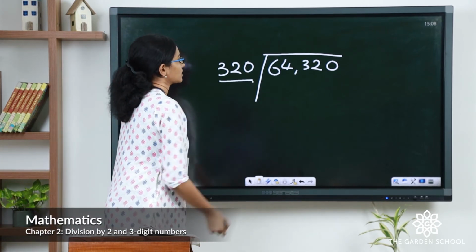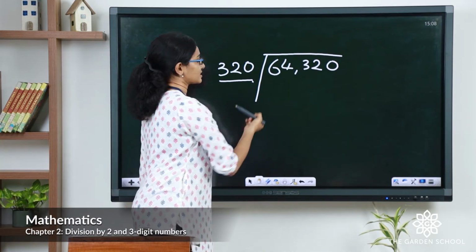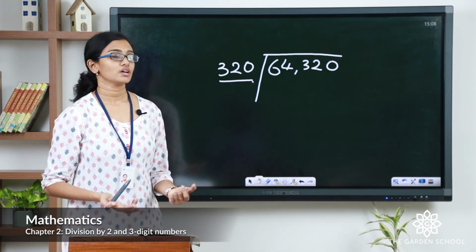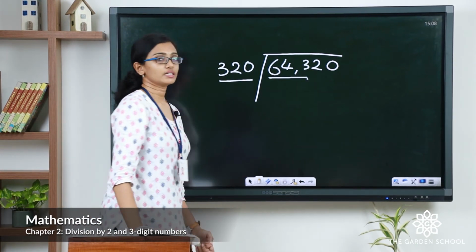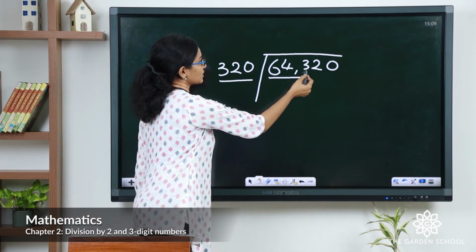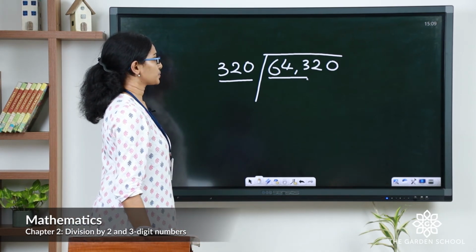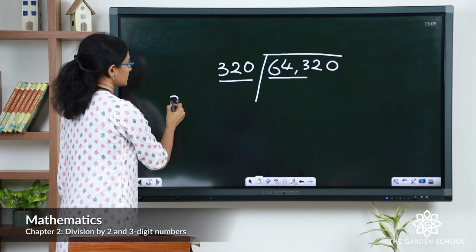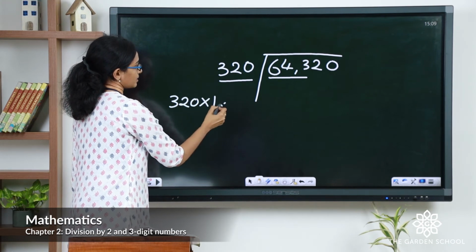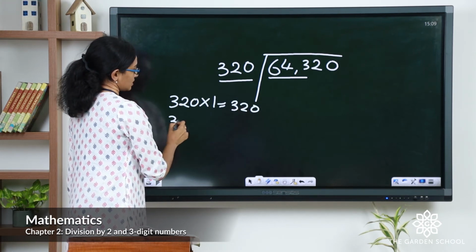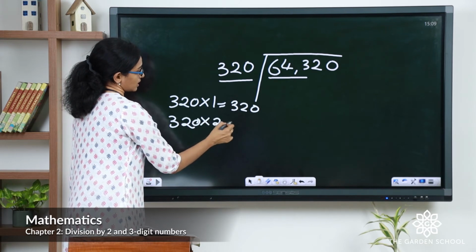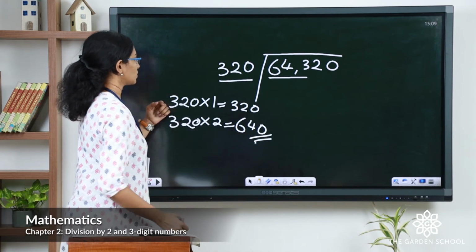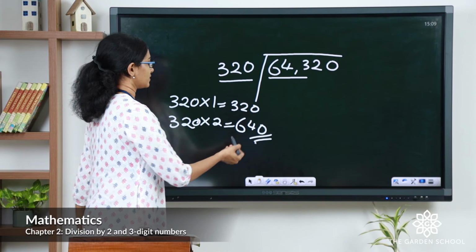Now, we are dividing. This is the dividend here and this is the divisor here. We are dividing with a 3-digit number here. So, let's look at the first 3 digits of the dividend. So, here we have 643 and here we have 320. How many 320s will go in 643? 320 one time is equal to 320. Now, 320 2 times is equal to 640. So, 2 320s will definitely go in this.